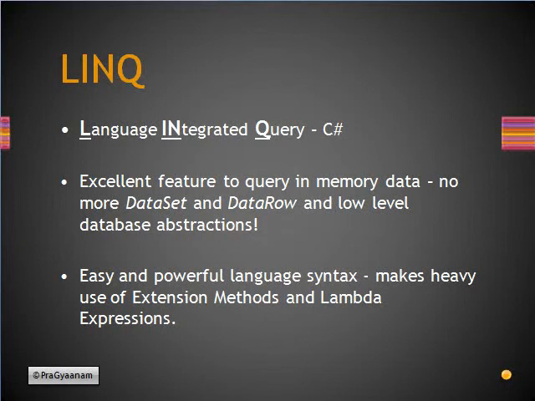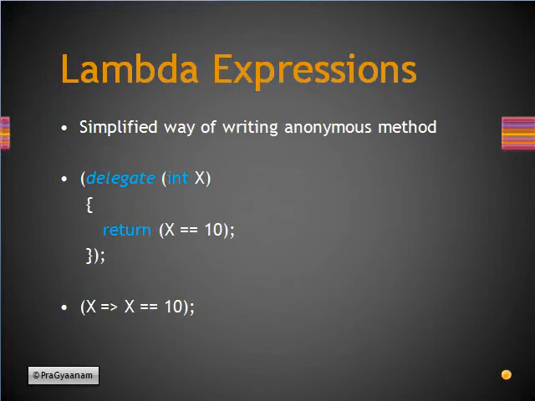Now LINQ basically depends heavily on the use of extension methods and lambda expressions. So lambda expressions are what we are going to see next. Lambda expressions are a way of writing anonymous methods in a very succinct and readable manner. So this is how we already wrote an anonymous method, if you remember, right?